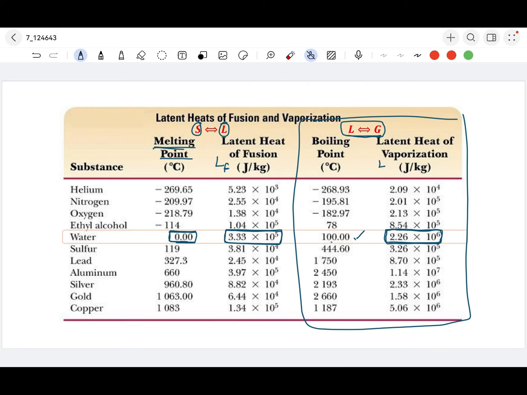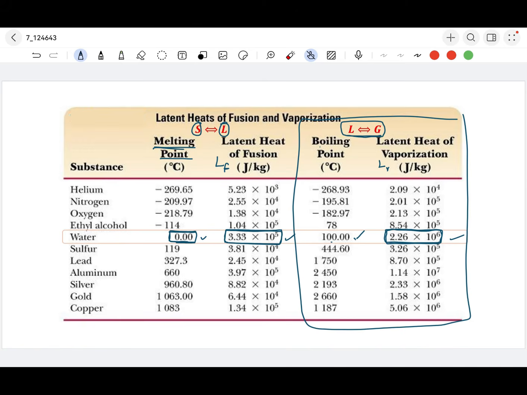We represent the latent heat of vaporization with L suffix V. So just remember the numbers here. Only for the water we remember, and the rest we cannot. So we can use this table as the reference whenever a problem comes on this topic.